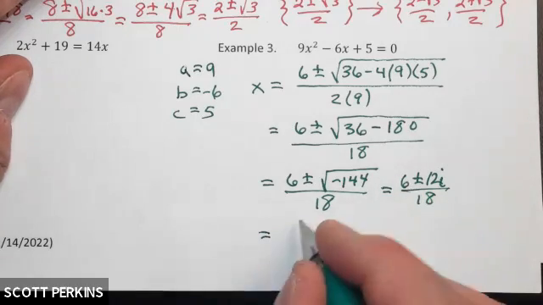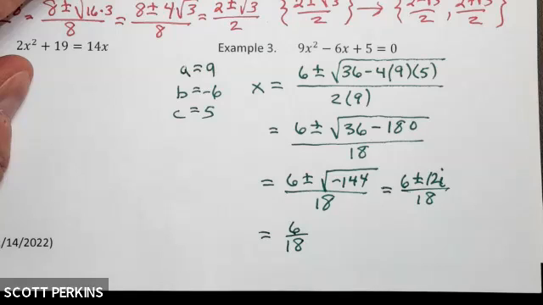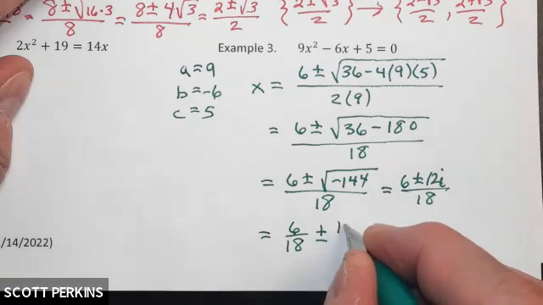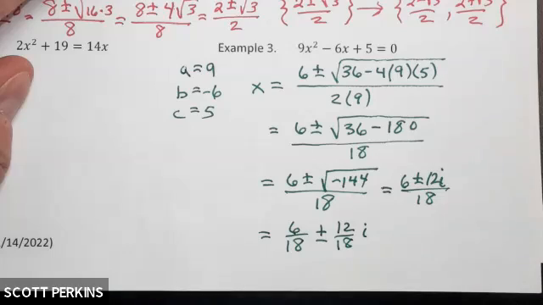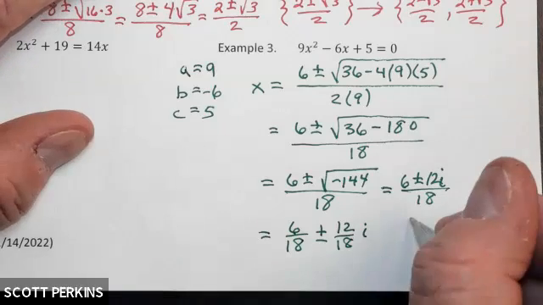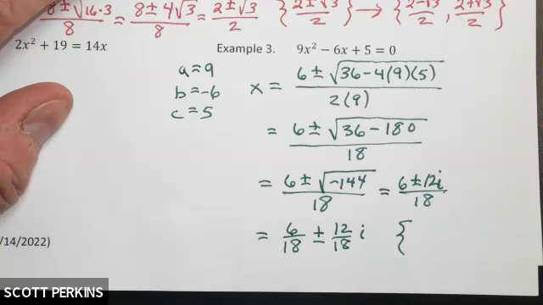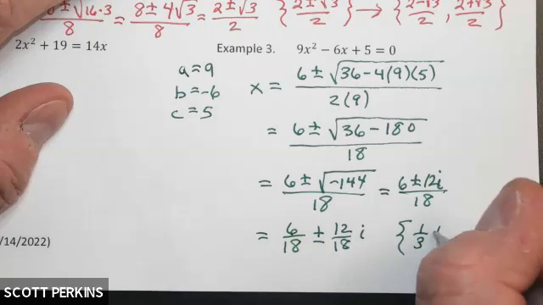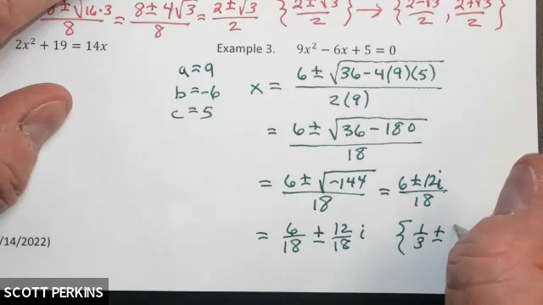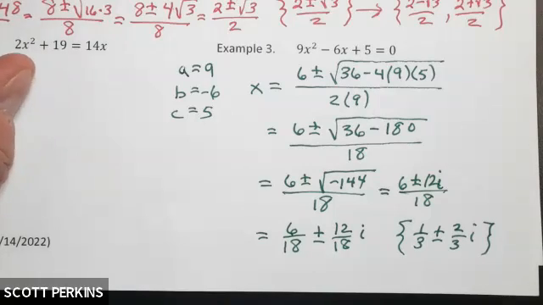So my real part is 6 over 18, which I'll reduce. And you can do that all in one step. I'm just trying not to do too many things at once. Plus or minus 12 over 18, i. My real part, my imaginary part. And so I'm going to reduce this and write it in my solution set right here. 6 over 18, 6 goes into both of those and creates 1/3, plus or minus 12 over 18, 6 goes into both of those and is 2 over 3i. And there's my two complex number answers.